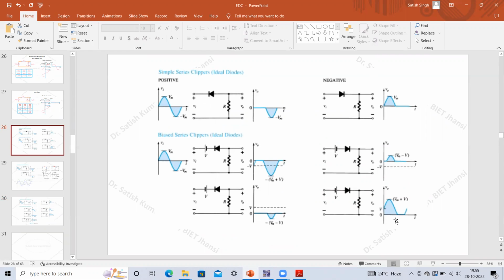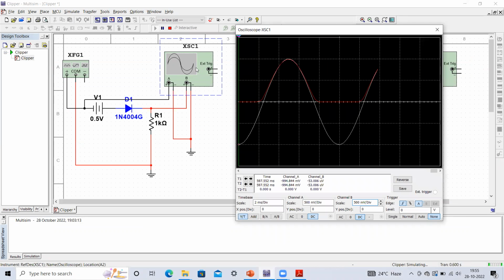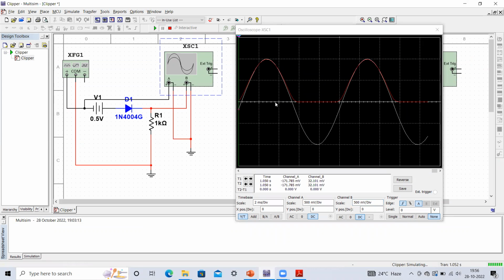It is going to clip off the negative portion, but now more of the waveform is going to appear across this resistor and only a little bit of the negative portion is going to be clipped off. If you execute this circuit, we are going to get this type of waveform. You can stop it, and here you can see the waveform we get. A little portion of the negative is clipped off, and you can change this value a little so that you can see these outputs perfectly.